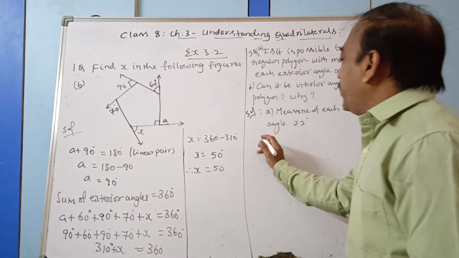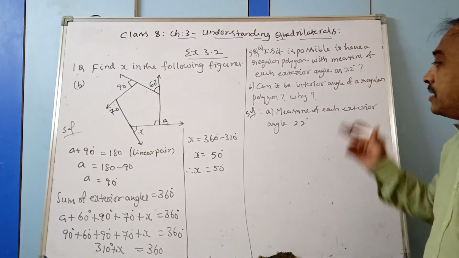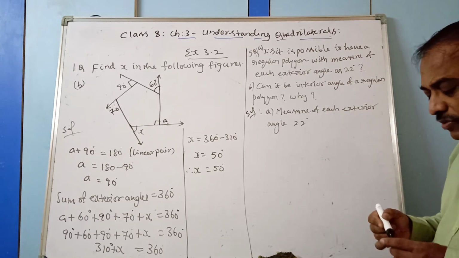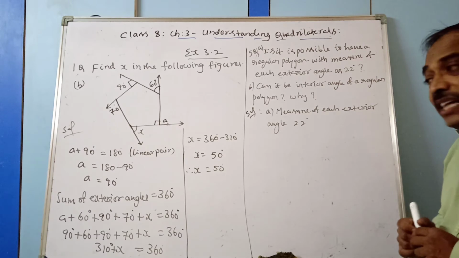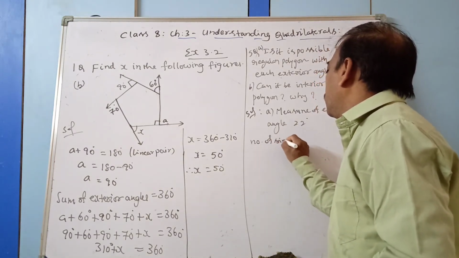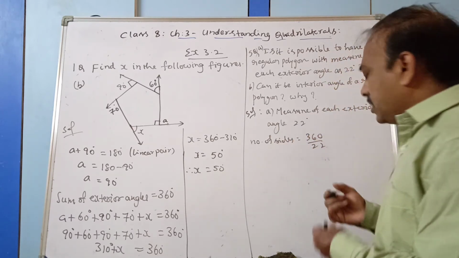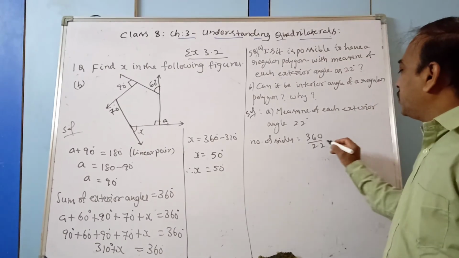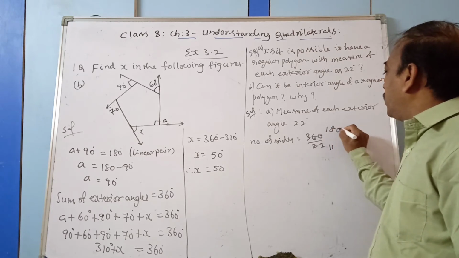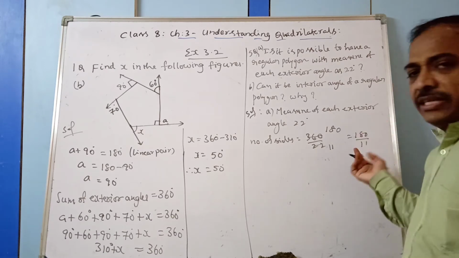Now, to find out whether it is possible or not, you have to divide. The formula: number of sides is equal to 360 divided by the measure of each exterior angle. So number of sides is equal to 360 divided by 22. Check whether it is divisible or not. 2 elevens are 22, and 2 times 180 is 360, which is equal to 180 by 11. It is not divisible.